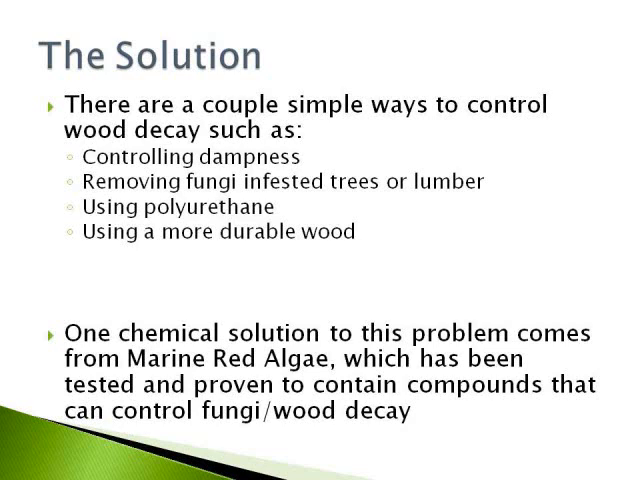The solution. There are a few simple ways to control wood decay, such as controlling dampness, removing any nearby fungi-infested trees or lumber, the use of polyurethane, or the use of a more durable and water-resistant kind of wood, which can be determined by its hardness and darker color. But the one main chemical solution to this problem comes from marine red algae, which has been tested and proven to contain compounds that can control wood decay.